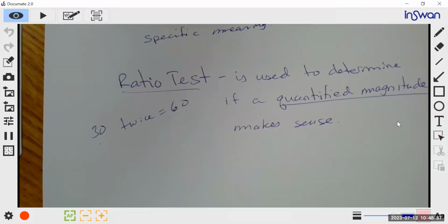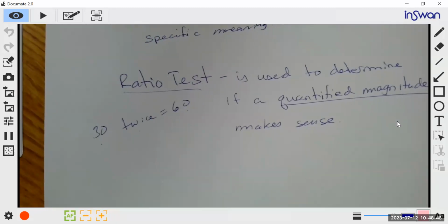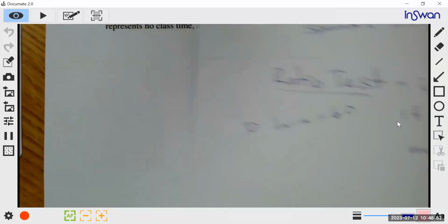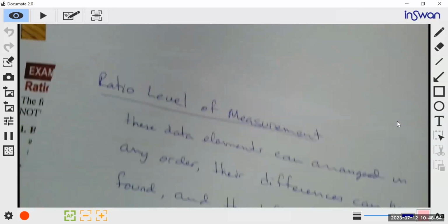Oh, letter grades. If I double an A, what do I get? If I double a C, what do I get? I get two C's. So it doesn't make sense. So that's not a ratio number. It's not quantifiable. So that's what the ratio test is all about.